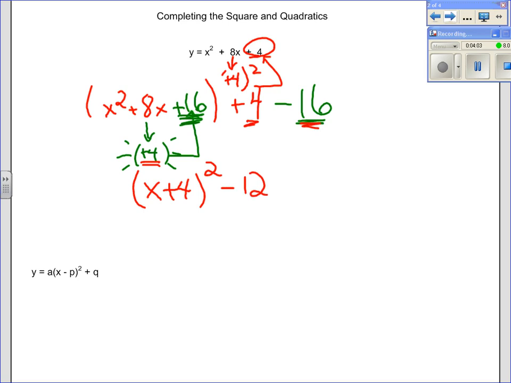There you go. Take a look at this. There's your y equals a(x plus p) squared form. There's this thing right here. Boom. So your a, of course, being 1.